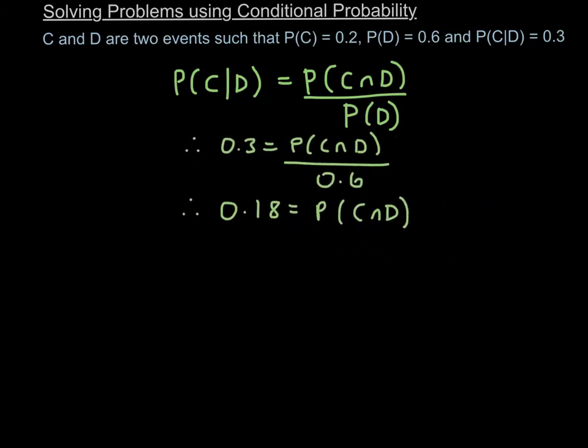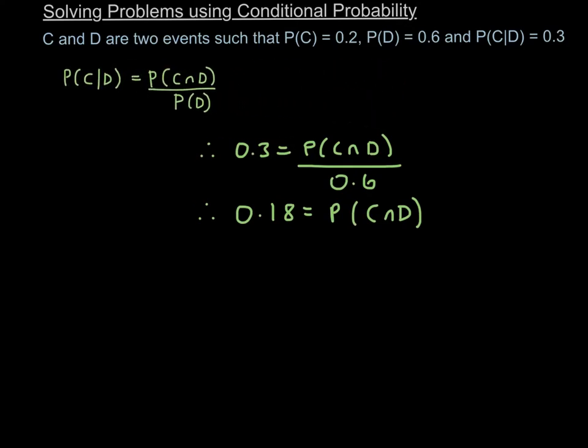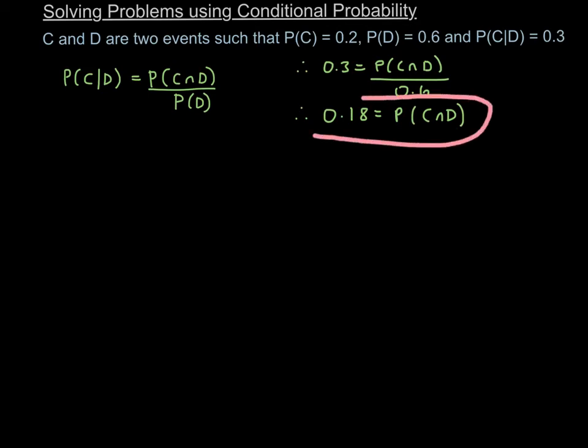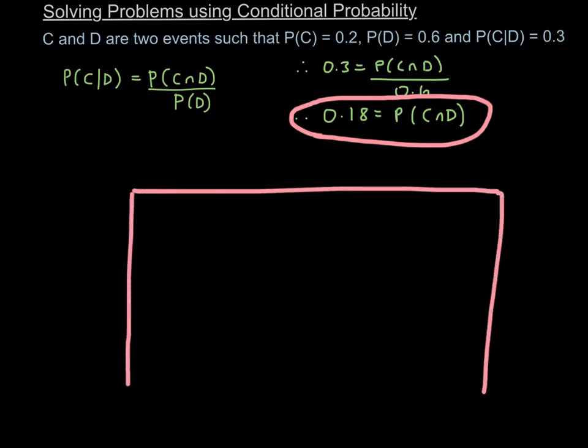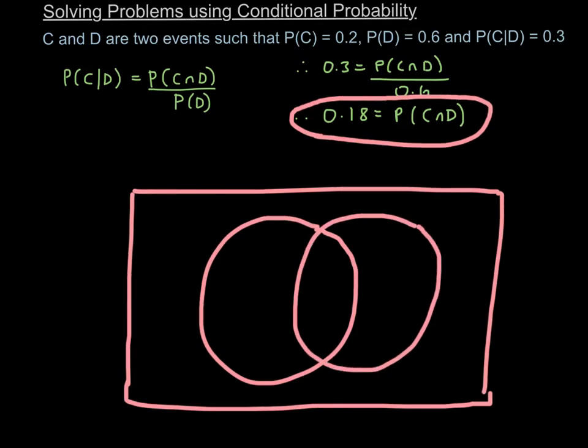And as we know, once we've worked out the intersection, then we can draw out our Venn diagram, fill in the probabilities into the different regions, and the probabilities that we want to find in the problem then are very easy to get. Okay, so if we draw that out next, we've got a box to represent the entire set. We'll have a circle representing C and a circle representing D. Okay, so we know our intersection is 0.18.